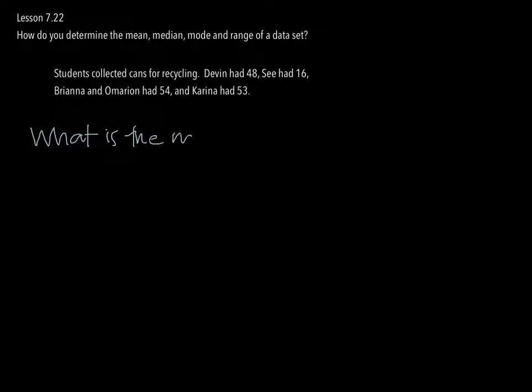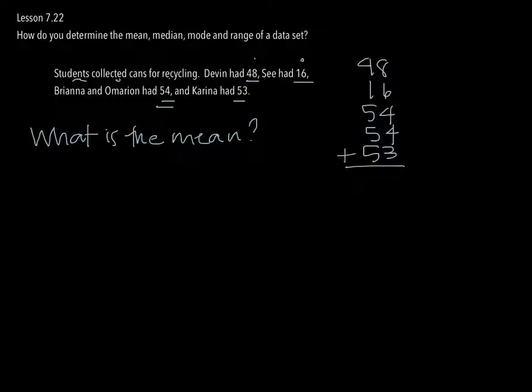Now, the mean is going to be the same as the average. So when we try and figure out the mean or the average, what we're going to do is add up all of our numbers. So 54, 16, 48, 54 once for Brianna, once for Omarion, and then Karina. We're going to add all of those up, and then divide by 5. So we're going to take 48 plus 16 plus 54 plus 54 plus 53, and add all of those up.